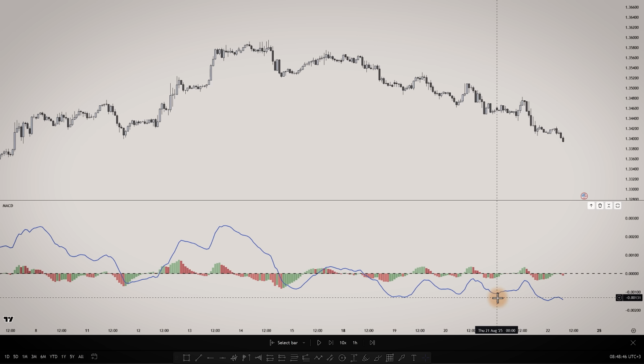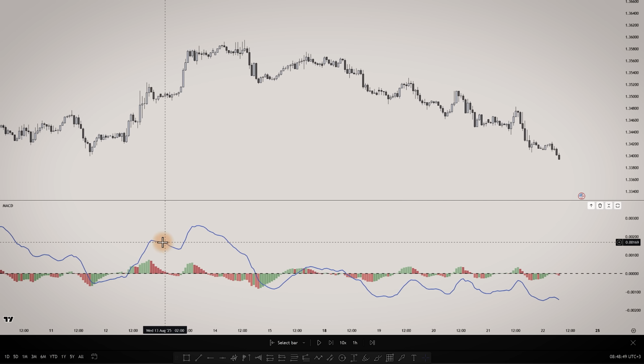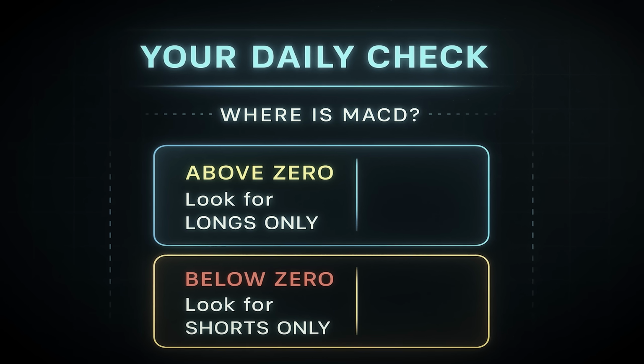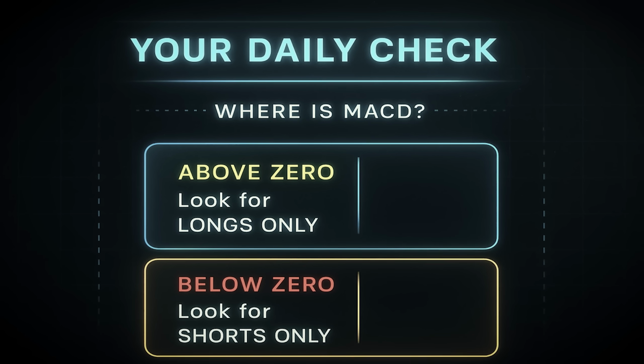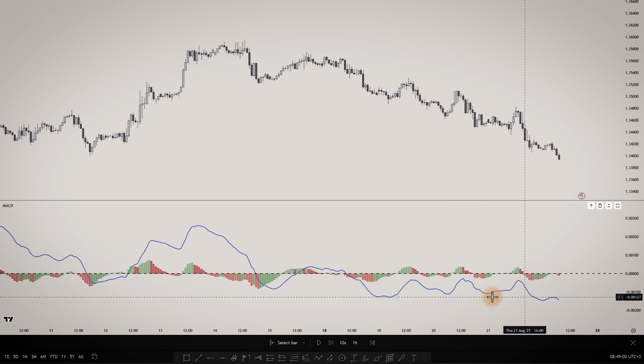Check this out. Pull up any chart right now. Look where MACD is compared to 0. That tells you everything. Is it above? Only look for longs today. Is it below? Only look for shorts. This alone will transform your trading.